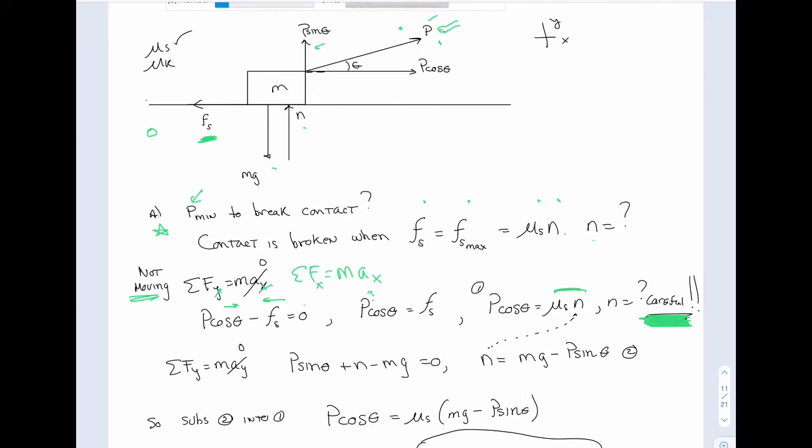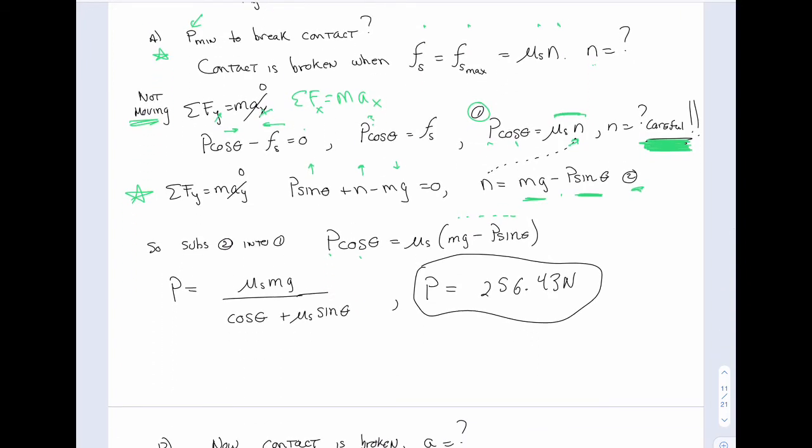So now I do F equals ma in the y direction. Look at my picture. P sine theta points up, N points up, mg points down. If I solve it for N, N is equal to mg minus a little bit, like I said, because you're pulling upward and that thing is trying to lift off the floor. I call this equation 1 and this equation 2. So I'm going to take this N and stick it right there. So I have P cosine theta is mu N, and that whole thing is N. Right? And then you just have to be really careful.